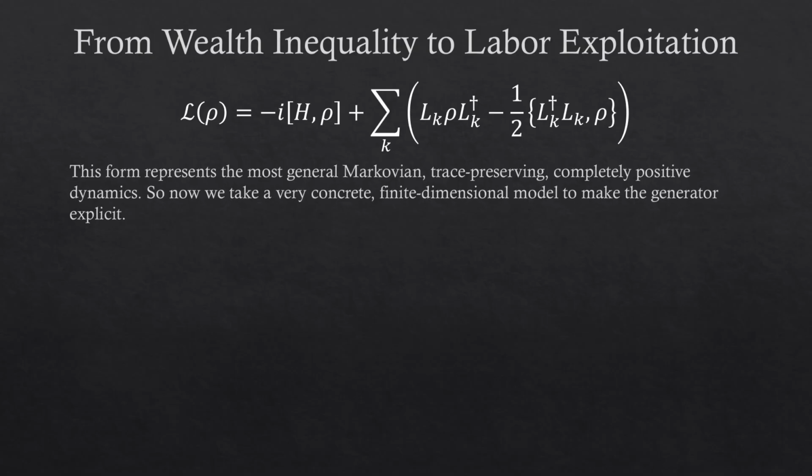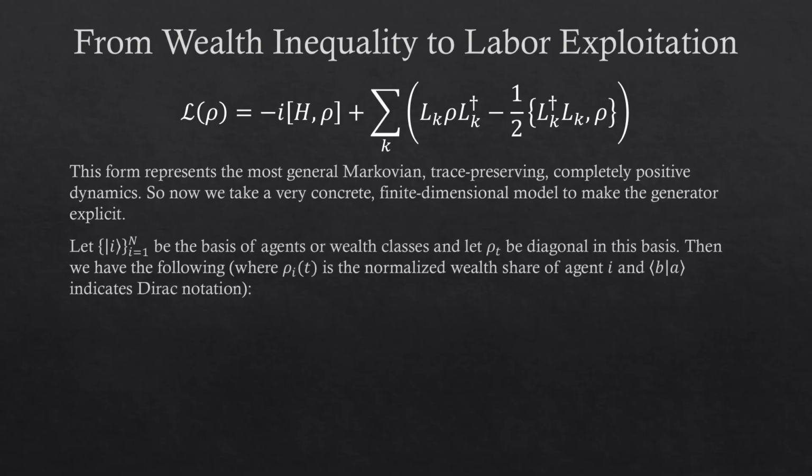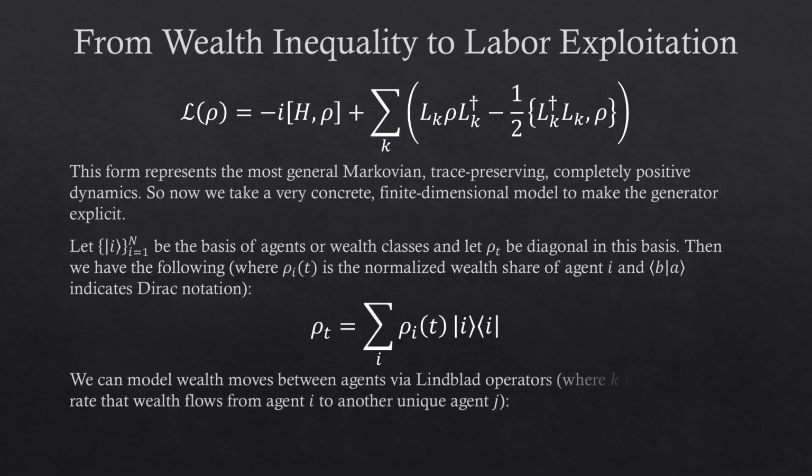So now we take a very concrete, finite-dimensional model to make the generator explicit. Let the collection of all kets of I, where I equals 1 to n, be the basis of agents or wealth classes, and let rho sub t be diagonal in this basis. Then we have the following, where rho sub I of t is the normalized wealth share of agent I, and the bracket notation indicates Dirac notation. So rho sub t is equal to the discrete sum over all I of our wealth distribution at I of t with the ket of I and the bra of I. We can model wealth moves between agents via Lindblad operators, where k measures the rate that wealth flows from agent I to another unique agent j.